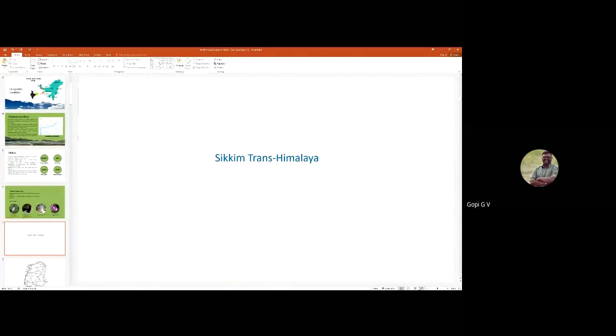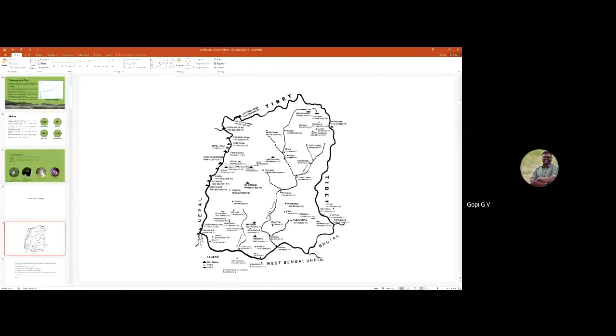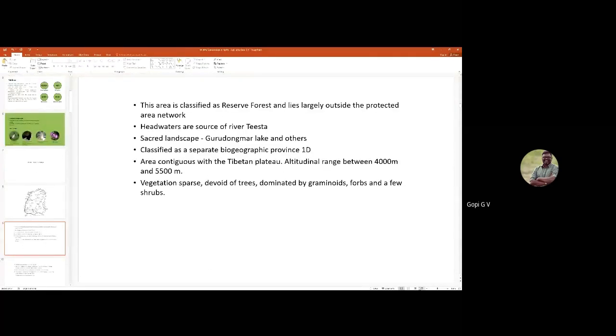One thing I would like to highlight about Sikkim is the Trans-Himalaya. Trans-Himalaya is a separate biogeographic zone, and it is found almost in the northern district of North Sikkim. And you have certain important wetlands like the Gurudongmar Lake. And it is also contiguous with the Tibetan Plateau.